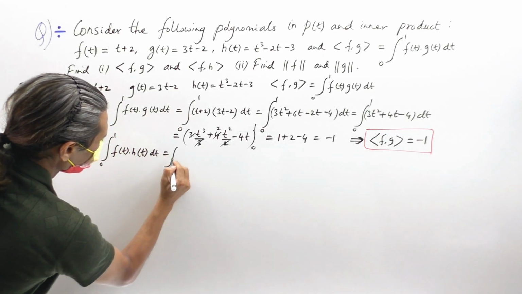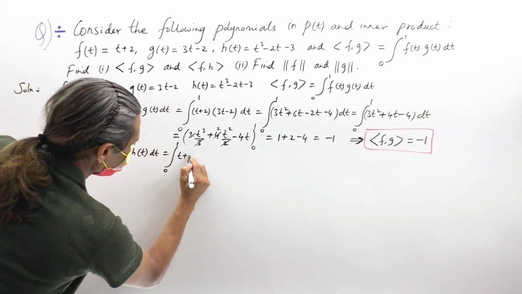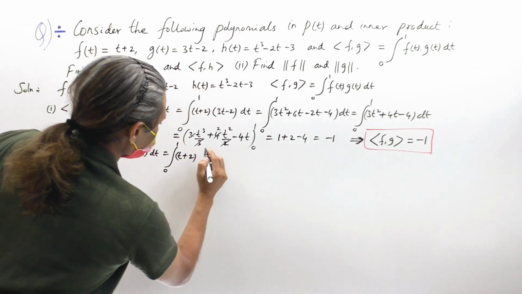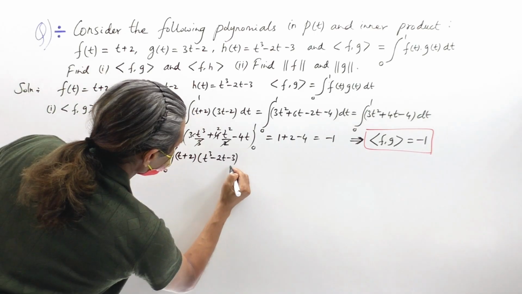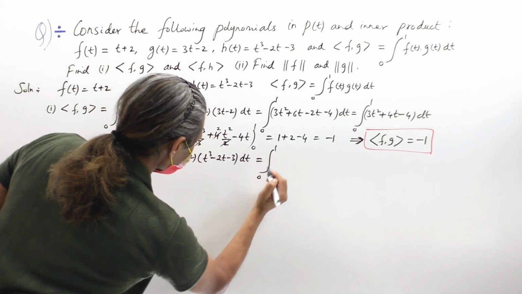That will be now 0 to 1. What is f of t? t plus 2, into what is h of t? It's here, t cube minus 2t minus 3. So the integral of t plus 2 times t cube minus 2t minus 3 dt. So let's again simplify this now. So that will be 0 to 1.